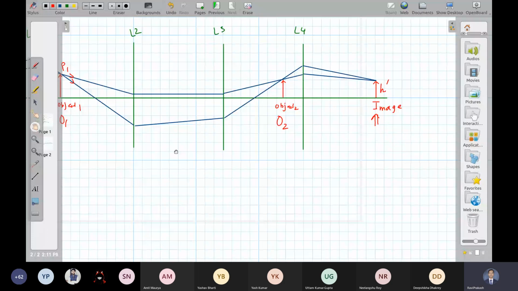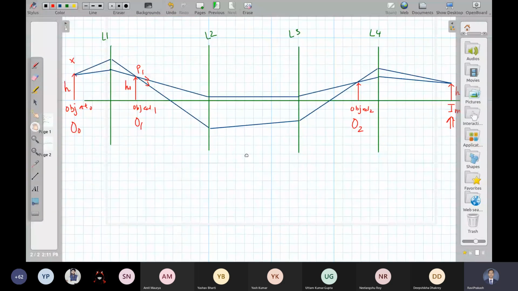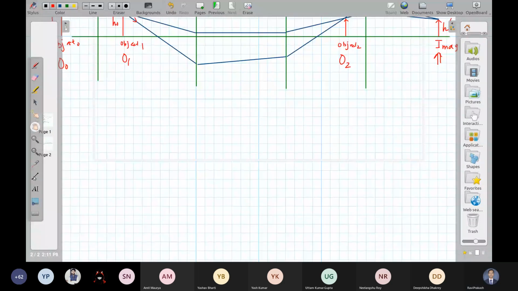Something similar is happening in the eyepiece. What is the concept of eyepiece? We have a field lens here, the big lens of the eyepiece. We have an eye lens here, the smaller lens of the eyepiece. And we have some objective lens. Let us say this is the objective lens.